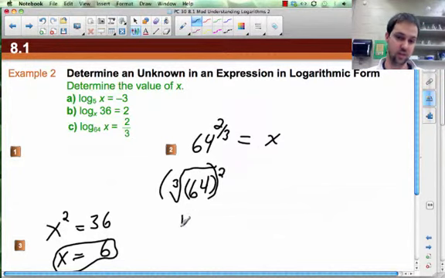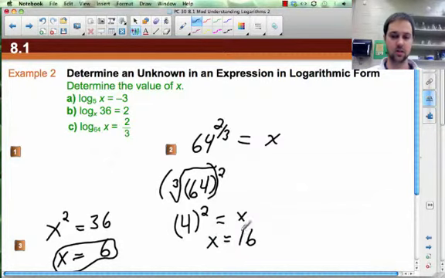So the cubed root of 64 is 4, and we end up with just 4 squared equals x, and therefore x equals 16. Now, it would work just as well if you did it the other way, if you did 64 squared and then somehow found a calculator to do the cubed root of whatever the result was. But that's a lot more difficult, in my opinion, so I would not recommend doing it.